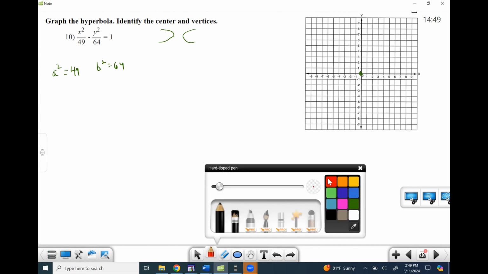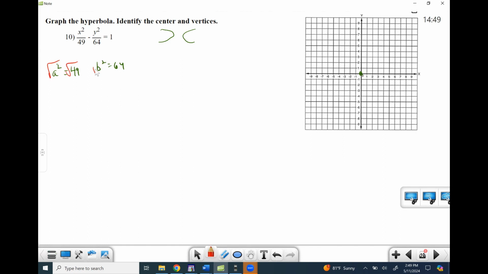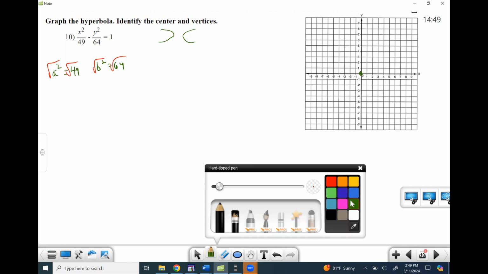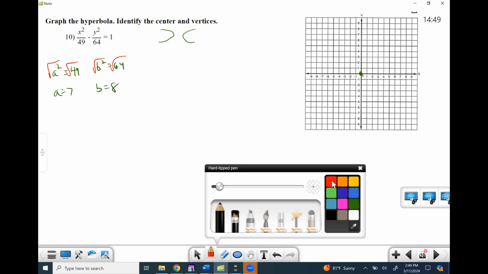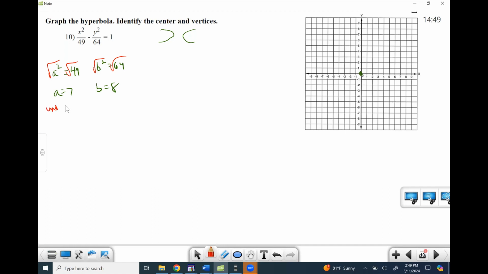All right, so then we're going to go ahead and square root everybody so that we get a equals 7 and b equals 8. So we're going to do everything the same as we would with an ellipse. We know that since this was underneath x, that we're going to go 7 in the x direction. So 1, 2, 3, 4, 5, 6, 7. And then this one was under y. So I'm going to go 8 in the y direction.